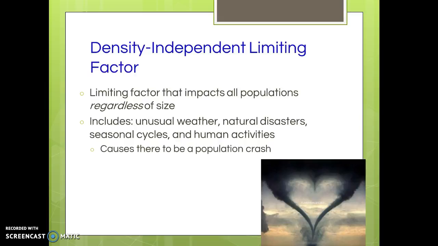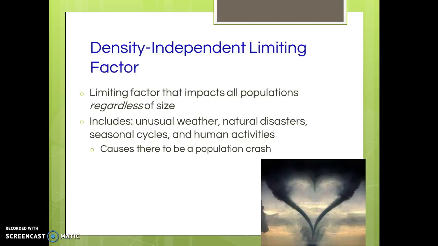Density independent factors, you guys, are independent of the population size. These are limiting factors that are going to kick in regardless if there's 2 rabbits in the forest or if there's 25 rabbits in the forest. It doesn't matter. These are factors that are just going to happen. So these are limiting factors that impact all populations regardless of the size. And it can be weather phenomena, a big storm blows through, tornado, natural disaster, earthquakes, volcanic eruption. I mean, these are going to wipe out organisms regardless if there's 1 or 10 or 100.